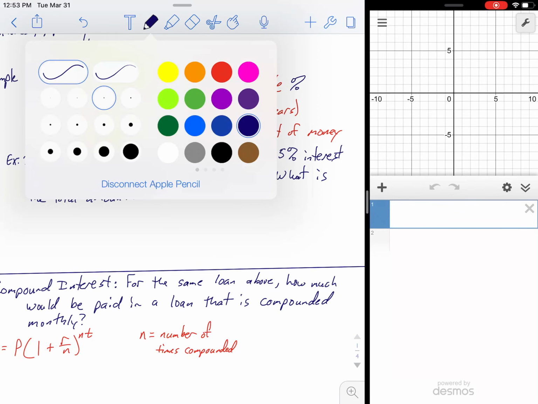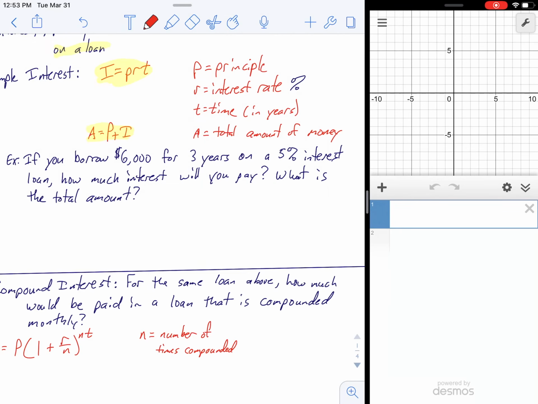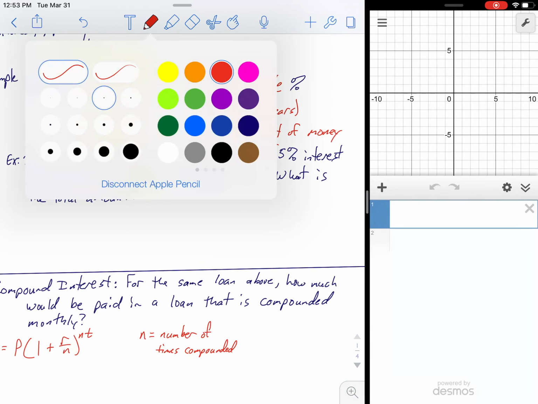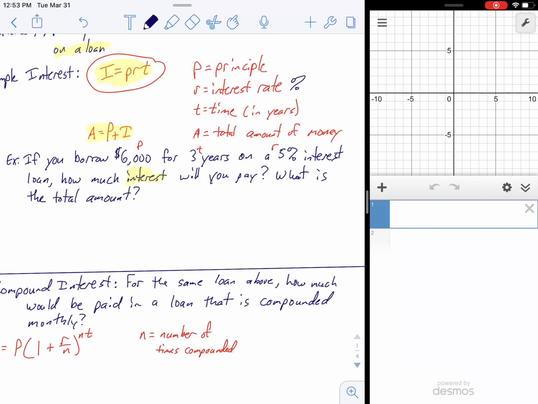So for this problem, let me switch colors here. $6,000 is your principal amount. 3 years is the time. 5% is the rate. Basically, if you plug those three numbers into this formula, we will be able to answer the first question, how much interest? So let's do that. I want to do these notes in blue. So interest equals $6,000 multiplied by 5%.